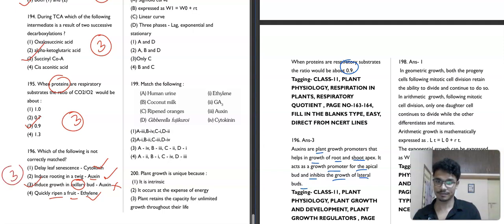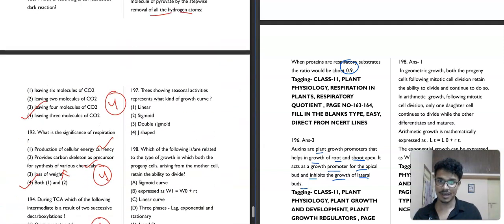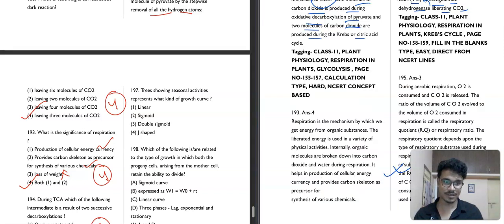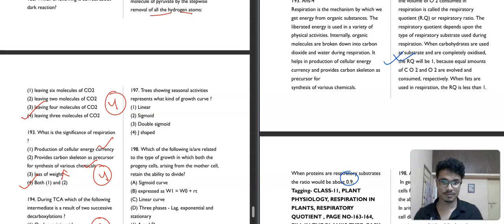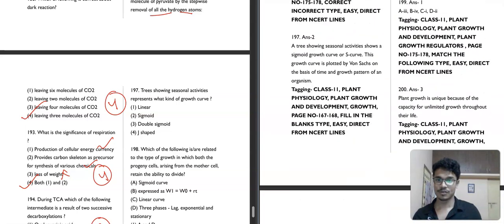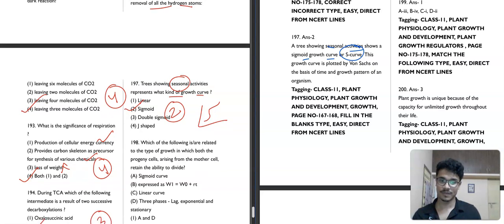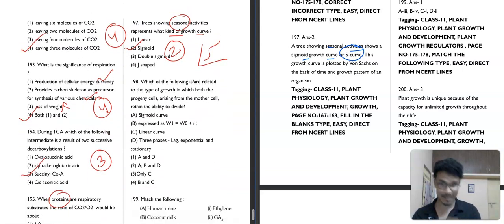Third option. Then question number 197. Trees showing seasonal activities represent what kind of growth curve? Linear, sigmoid, double sigmoid or J shape. A tree showing seasonal activity shows a sigmoid growth curve or S curve. Sigmoid curve, that means something like this. So second option is our correct answer. Seasonal activity, it is also to be remembered. And where do you get it? Like most of you will see in temperate region.